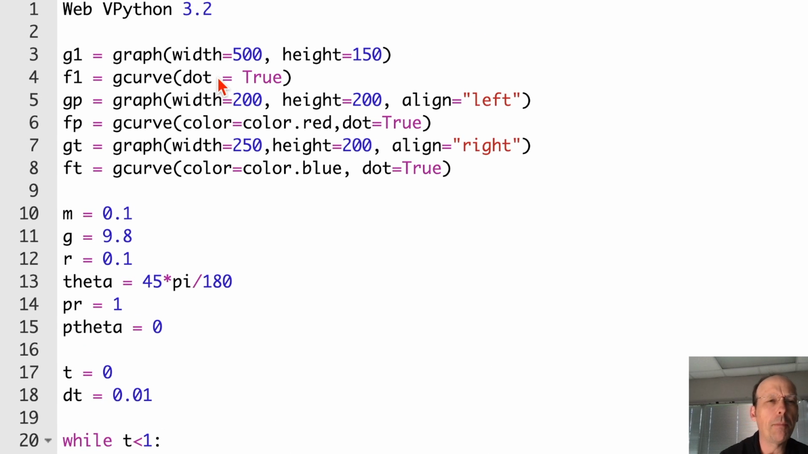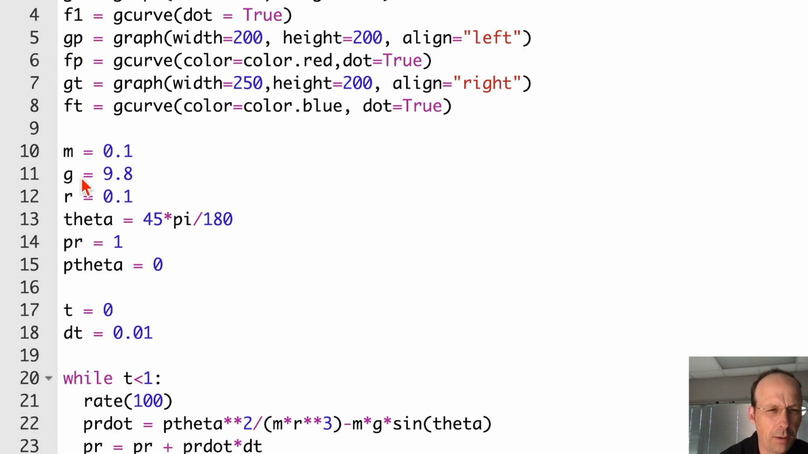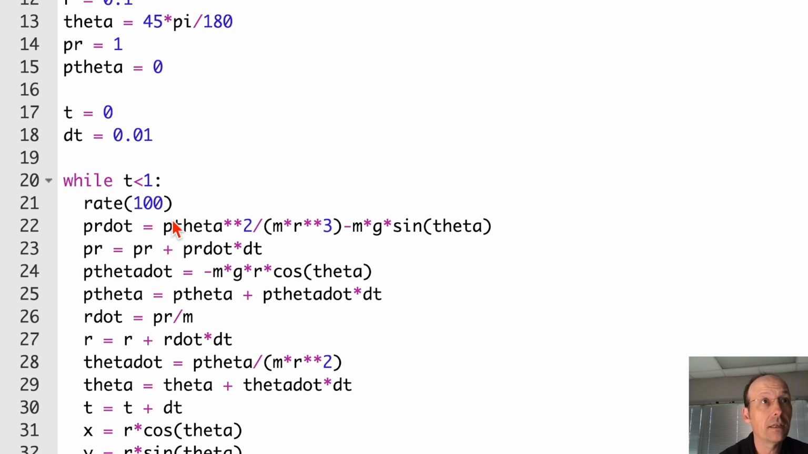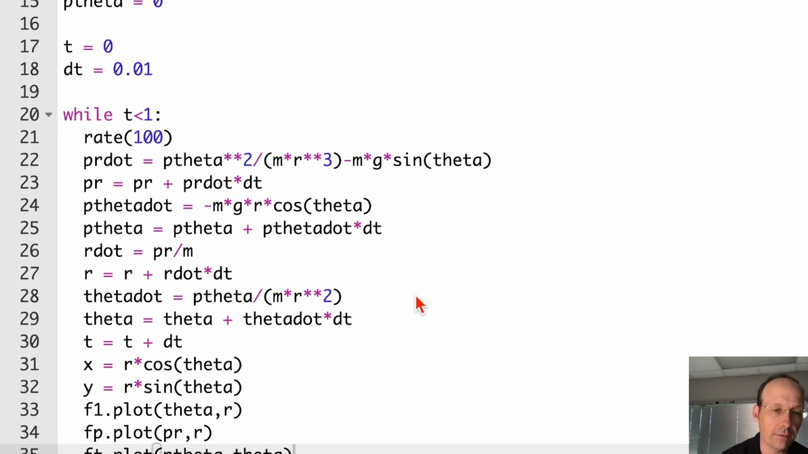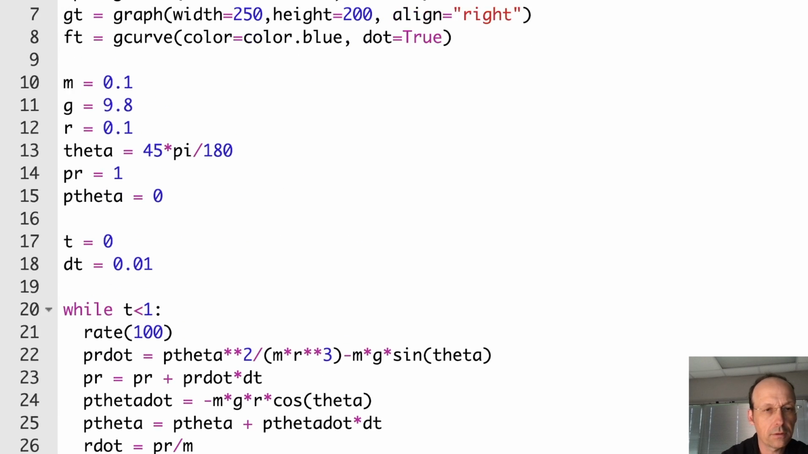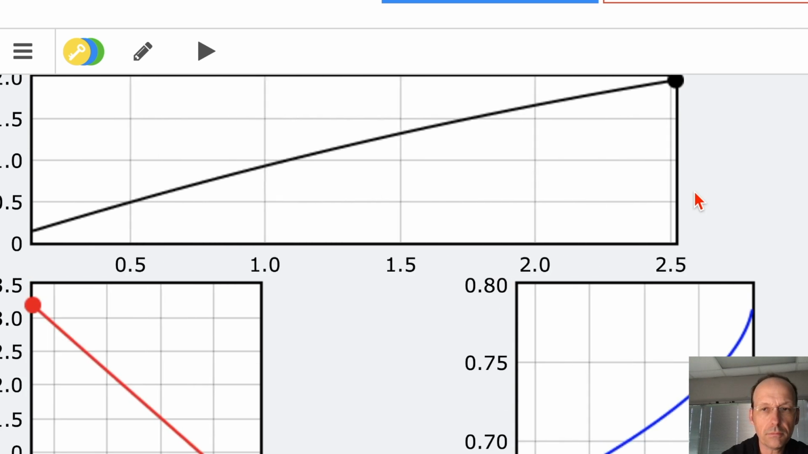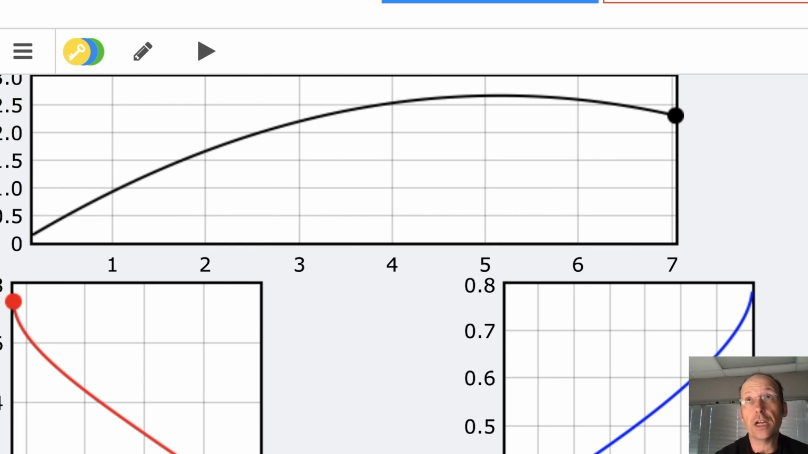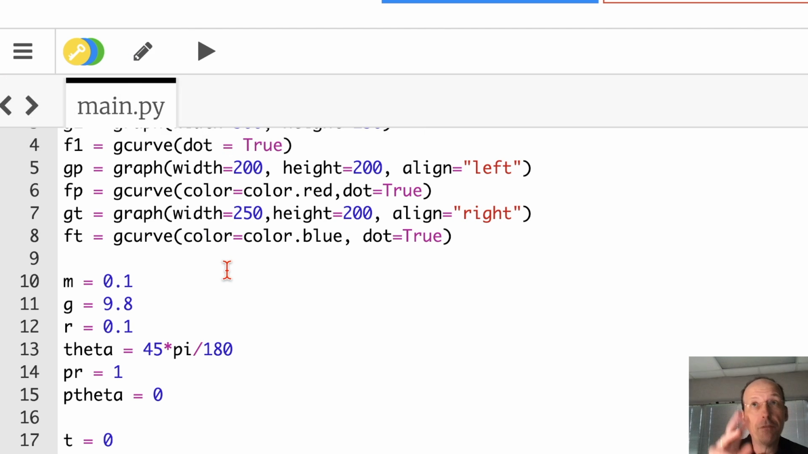So what do I have up here? I have 3 graphs. I'm going to show you those in a second. So I have M, G, R, theta, PR, P theta. I have the same thing. PR dot, M R squared, MG sine theta. That's the same. Okay, that's fine. There's R. Let's plot this one as X versus Y, and let's just see if this one works. And that one's working. There's some dumb error, but there's my parabola. That's my trajectory.